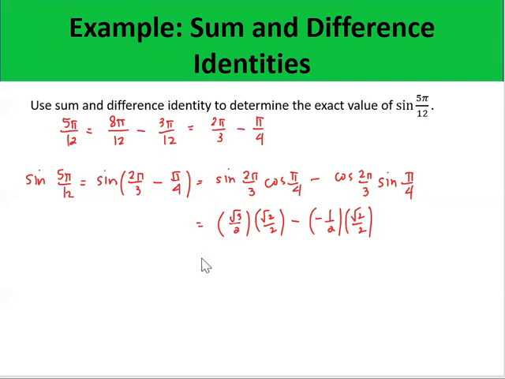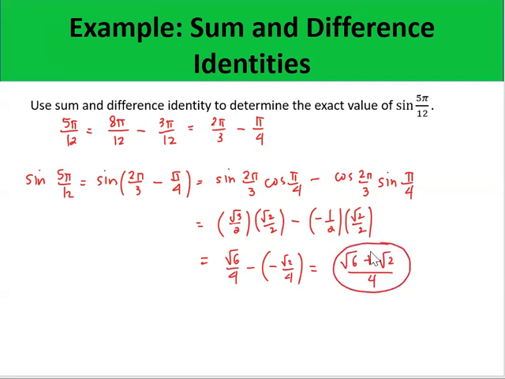Simplifying further, square root of 3 over 2 times square root of 2 over 2 will be square root of 6 over 4. And then minus negative 1 half times square root of 2 over 2 will be plus square root of 2 over 4. Combining these two into a single fraction, we get square root of 6 plus square root of 2 all over 4. So this is the exact value of sine of 5 pi over 12.